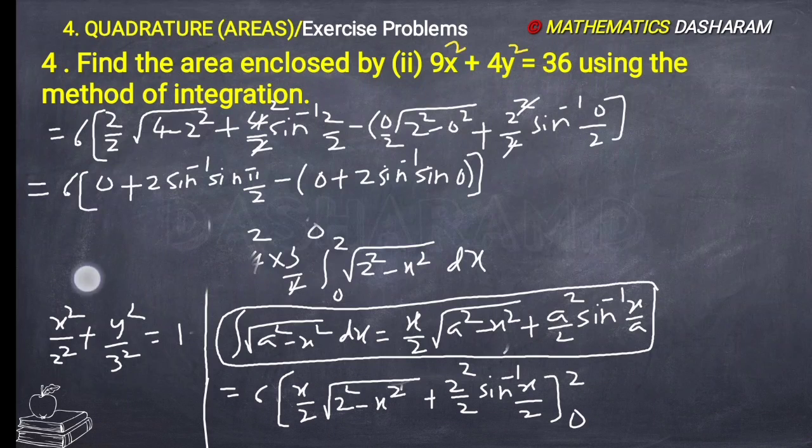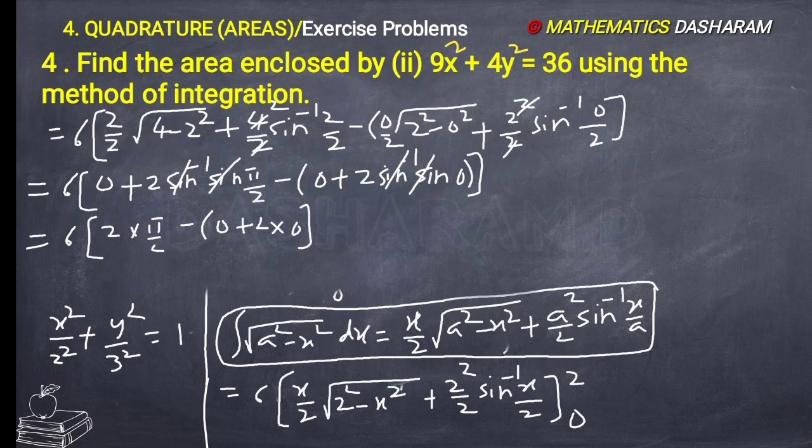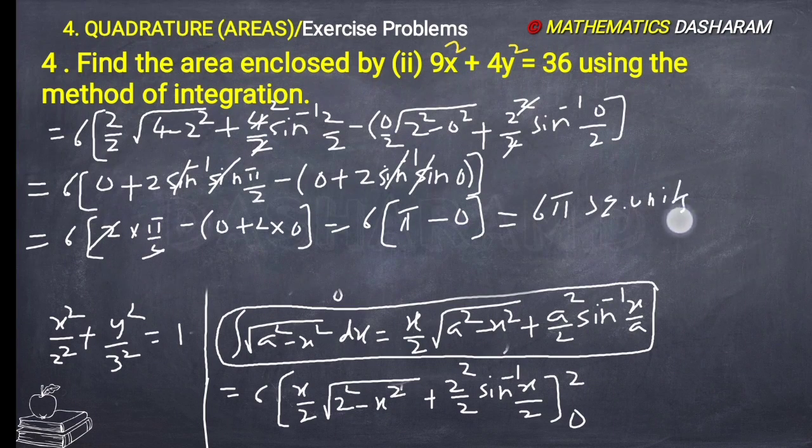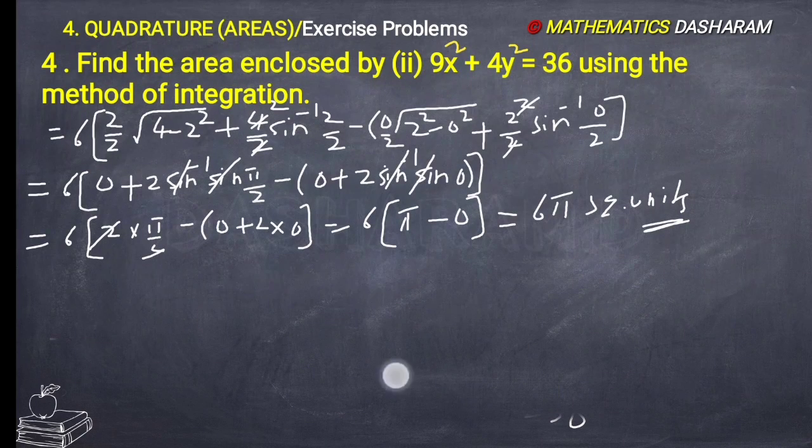So next it is equals to 6 bracket of here sine inverse sine cancel, 2 into pi by 2, minus sine inverse sine cancel 0 plus 2 into 0. So it is equals to 6 into here 2 cancel pi minus it's a total 0. It is equals to 6 pi square units. So 6 pi square units is our required answer.